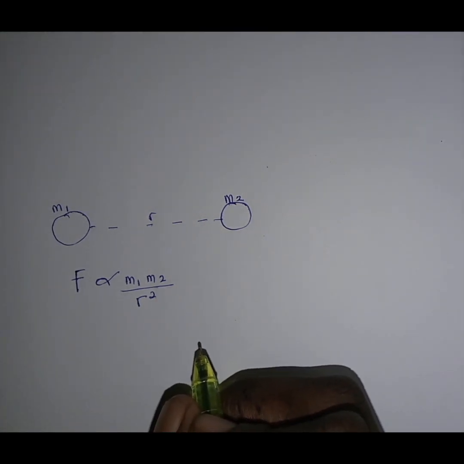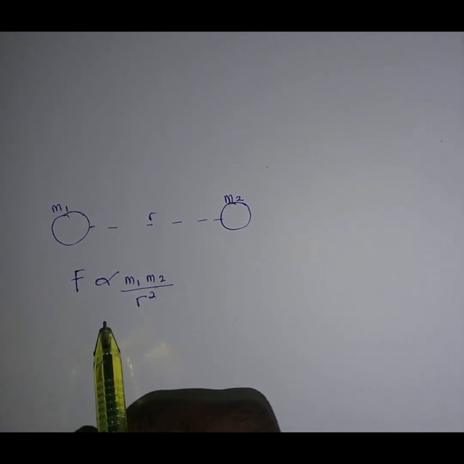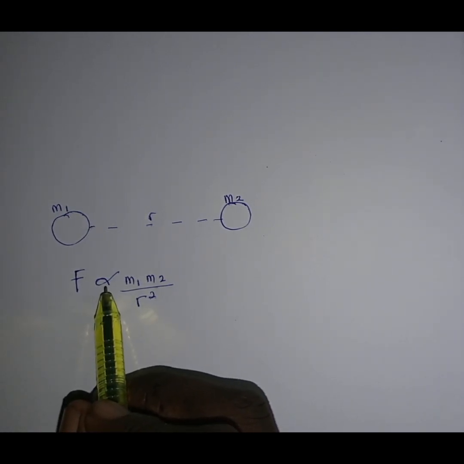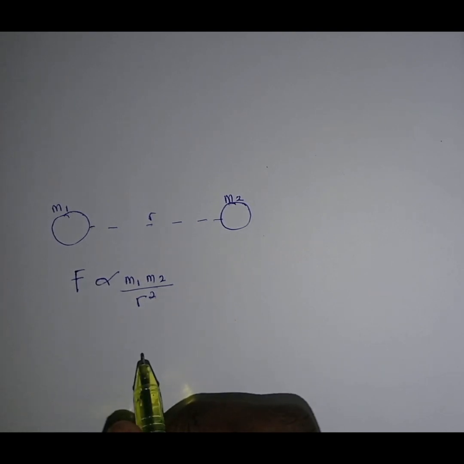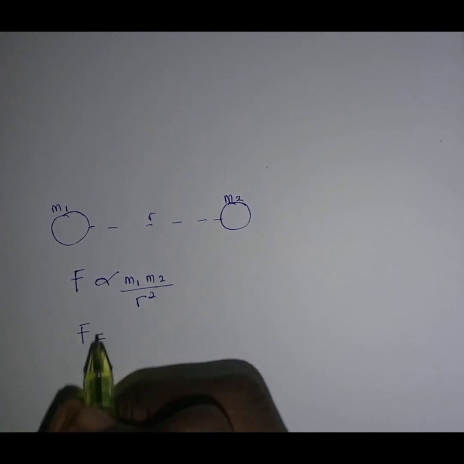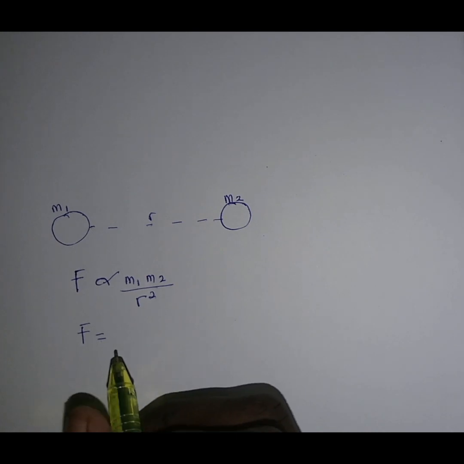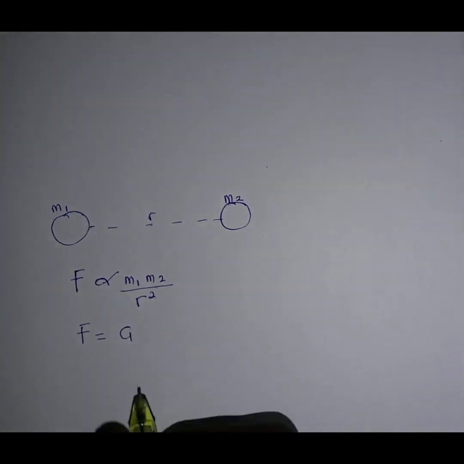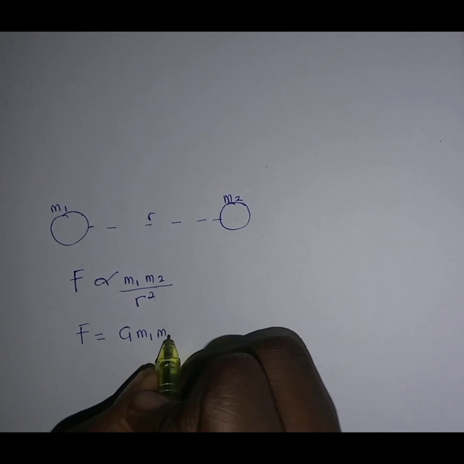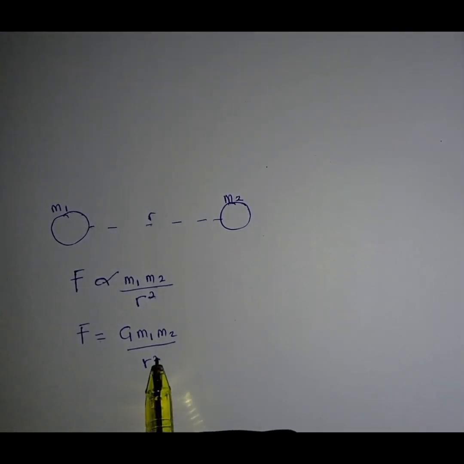Now, there's something about this formula you have to take note of. This is the proportionality sign. If you change the proportionality sign to equal to, in mathematics, you must introduce a constant. So therefore, F equals to G M1 M2 over R square. So this is the formula used in calculating the force between two bodies.